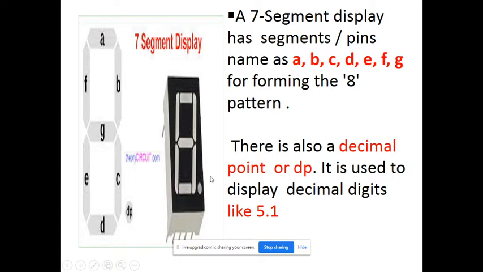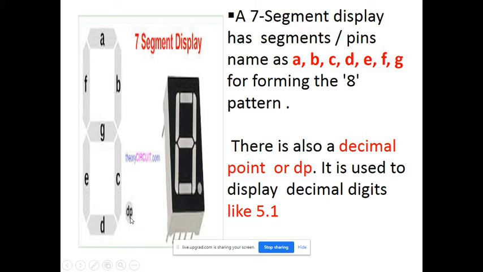Now the basic structure of a 7 segment display. In a 7 segment display there are 8 segments, and the names of those segments are A, B, C, D, E, F, G and H. H is nothing but your decimal point.